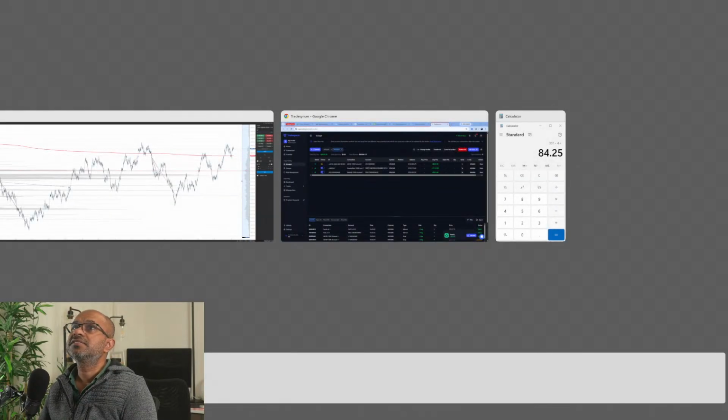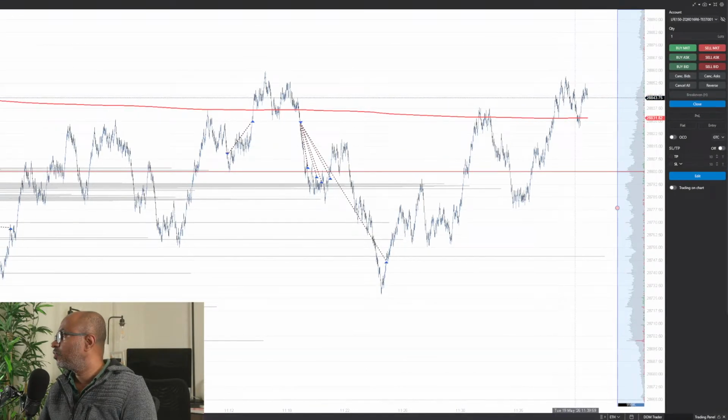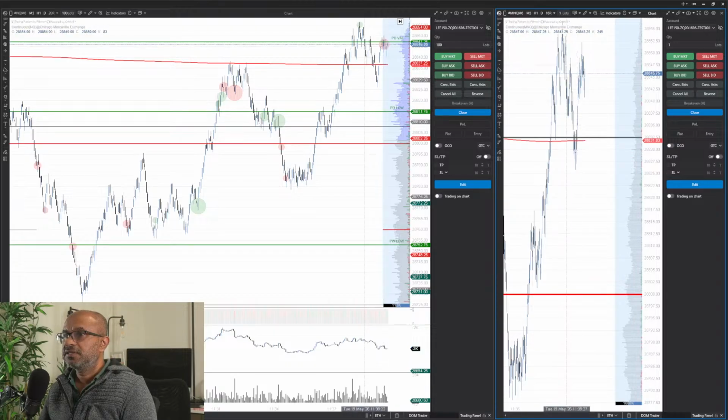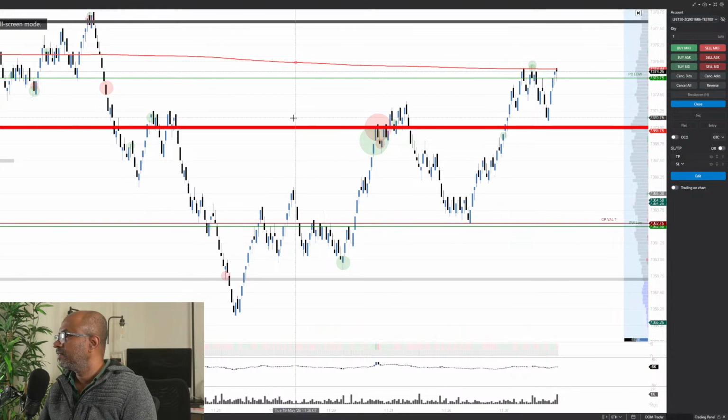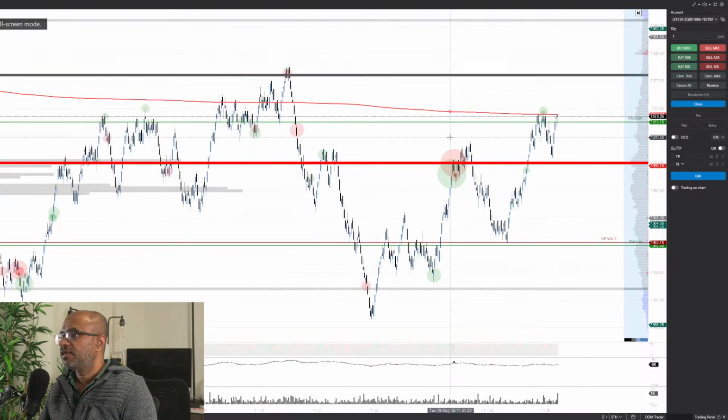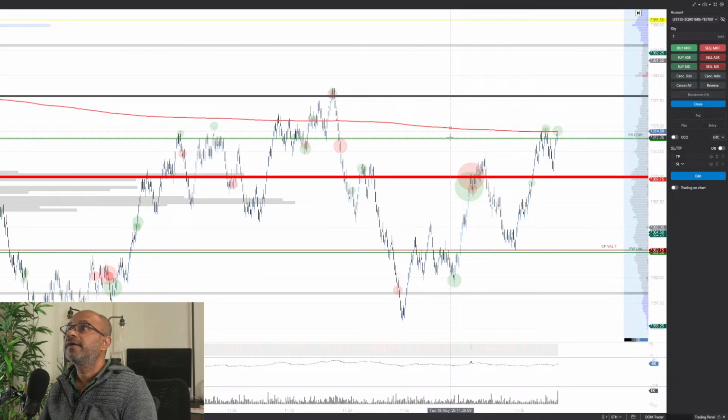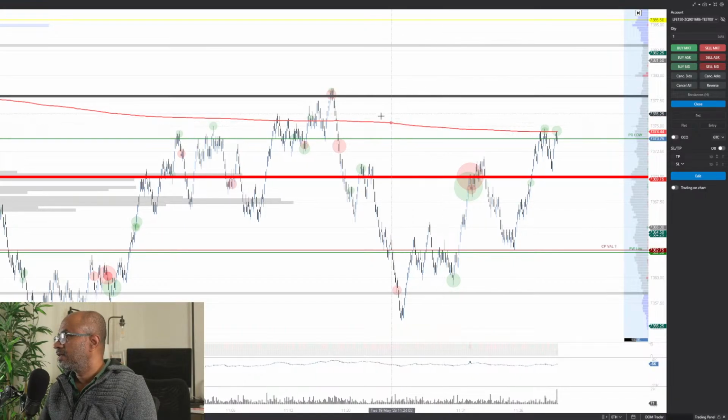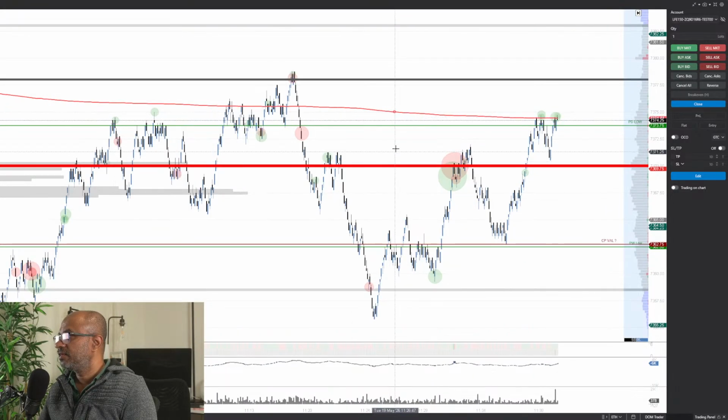Okay, so now this is the NQ chart, but let's also look at the ES chart to see the ES price action. Okay, so I'm now bringing the ES range chart. Okay, so this is the ES range chart. Right, similar price action to NQ.